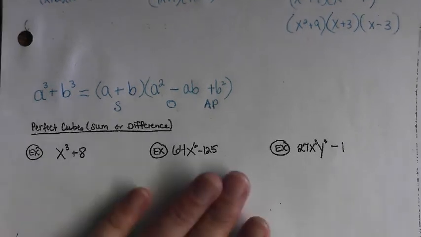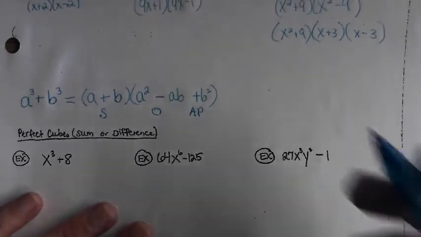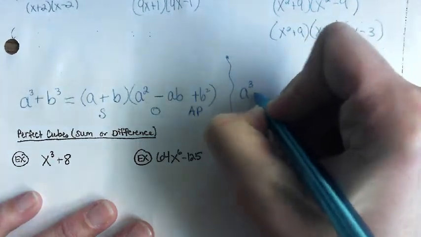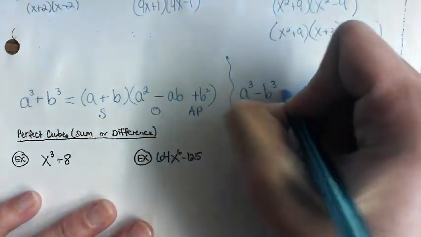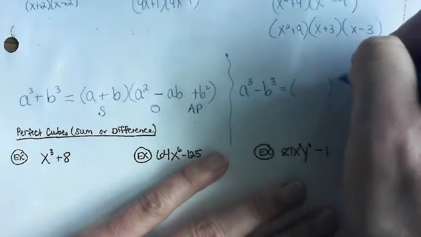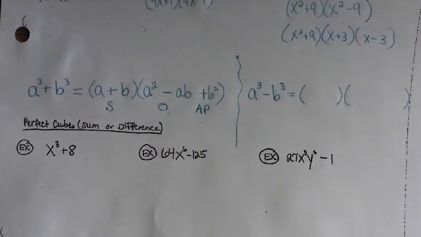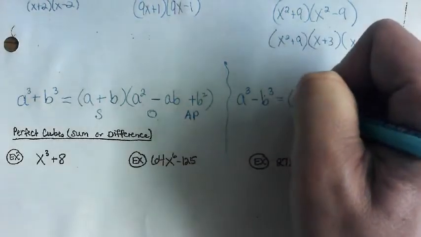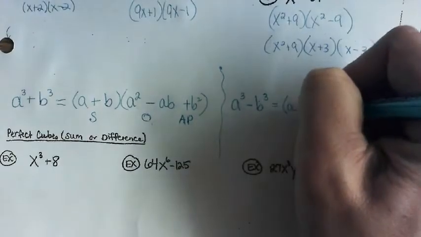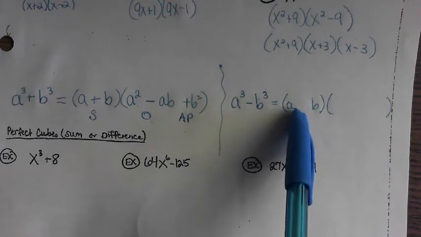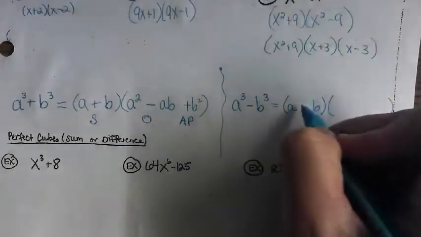Now, the difference of perfect cubes is pretty much exactly the same. Just your signs will be different. So it also factors into a binomial and trinomial. The cubed root of a cubed gives you your a. The cubed root of b cubed gives you your b. So there's your binomial. If we're using the same sign, what sign are we using? Minus.